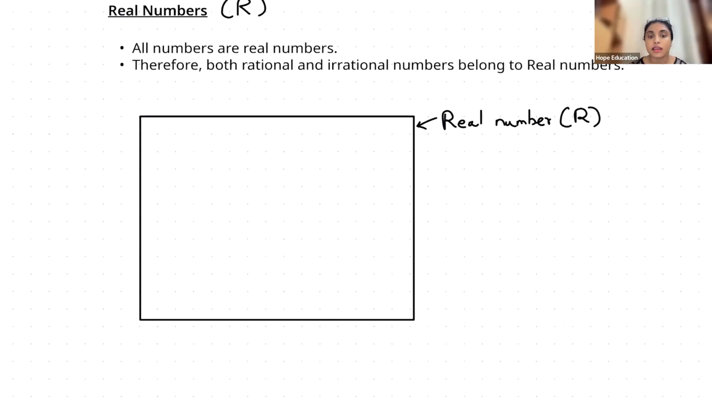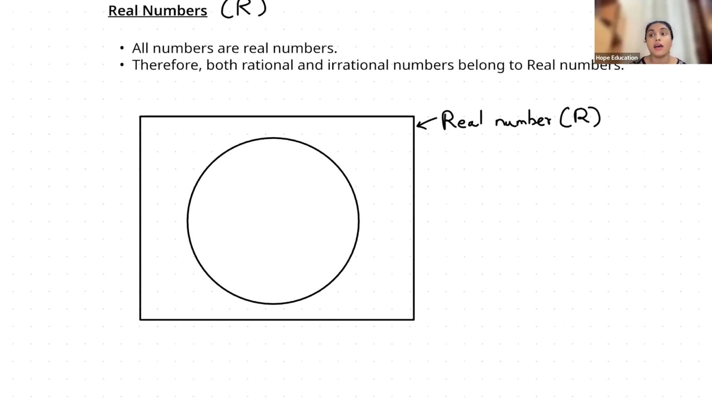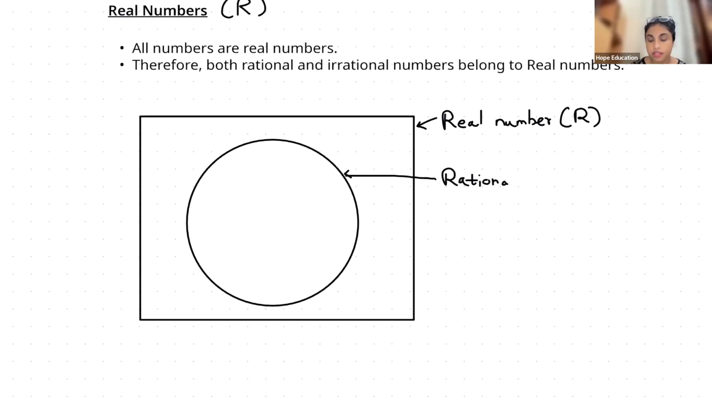I show with a circle. These are rational numbers, because rational numbers are inside real numbers, right? Because rational numbers belong to real numbers. Represented by capital Q. So this entire circle represents rational numbers, right? So these are all rational numbers.